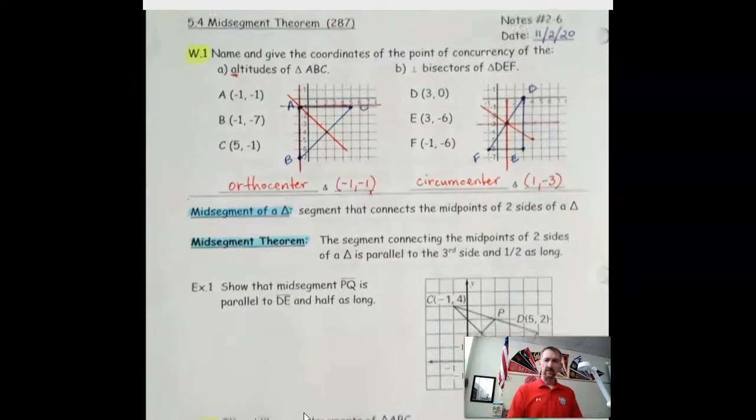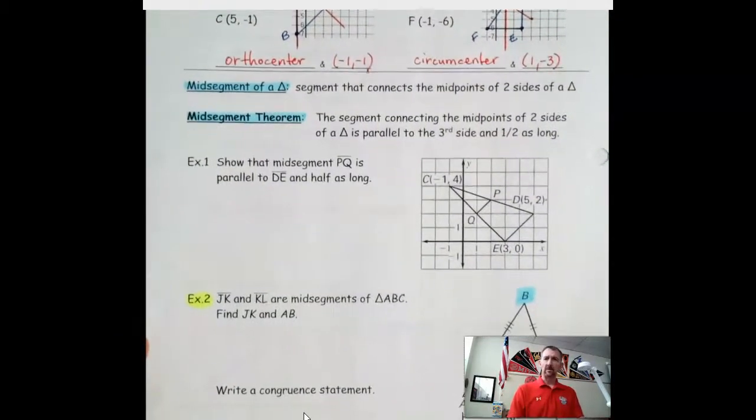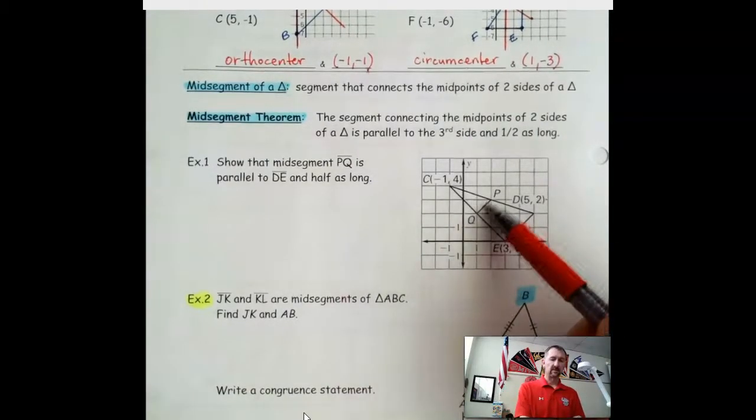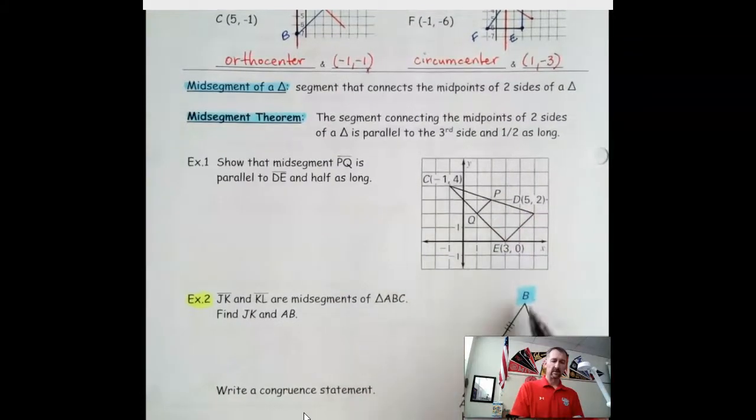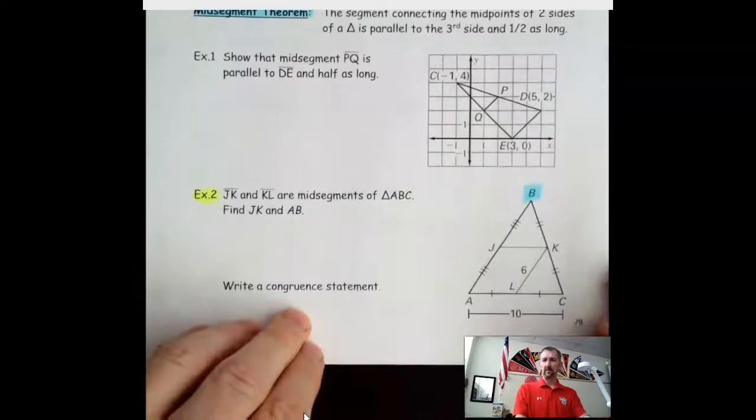Let's look at today's lesson. So mid-segment of a triangle. Mid-segment is a segment that connects the midpoints of two sides. So this is a mid-segment of this triangle. This is a mid-segment of this triangle because it connects the midpoints of the opposite sides. You can't see that. It's behind there. Okay.